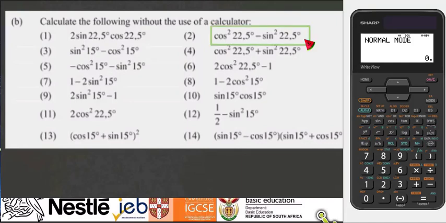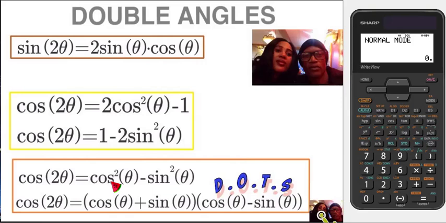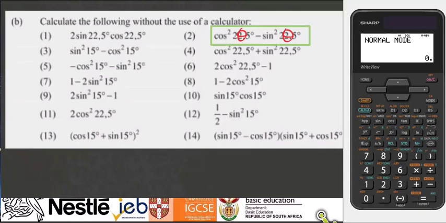Number 2, you can see you've got cos squared, sine squared. The signs are not the same. If you make this one theta, you make this one theta, cos squared minus. You are now in the double angle of cos. So that means you write this one as cos double the angle. The angle was 22.5, so it will be 45. The answer is the same as the previous one, root 2 over 2, or you can write it as 1 over the root 2. So we're good with that one. Is it making sense?